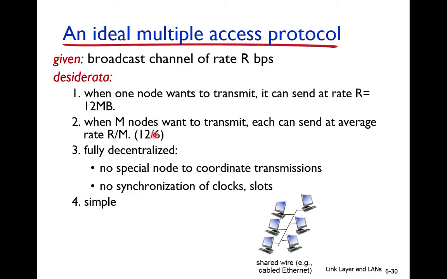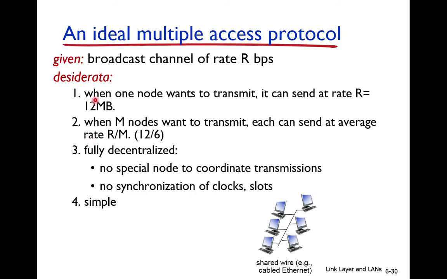This means that the shared link should be fairly used by all the nodes. It should be equally used by all the nodes. This point means that each node should have equal opportunity to use this shared medium. So it should not be that one node is using 4 MB, the other is using 6 MB, and the other nodes are using 1 MB per second. This is unfair. Fair means that this link bandwidth should be equally used by all the nodes.